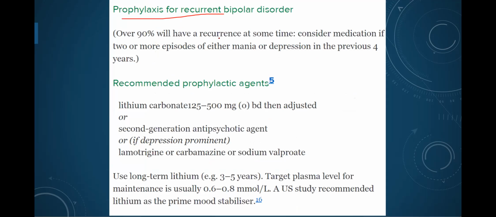Prophylaxis for recurrent bipolar disorder, that's your lithium. Or if lithium is not in the option or if lithium is contraindicated, then you can use a second generation antipsychotic, which is olanzapine, risperidone, aripiprazole, all those. Or you can use a mood stabilizer like carbamazepine or sodium valproate. But first line preventive or prophylactic medication for bipolar is lithium. When a patient is on lithium long term, their risk of lithium toxicity increases. That's why there is a rule to do frequent lithium levels in those patients.